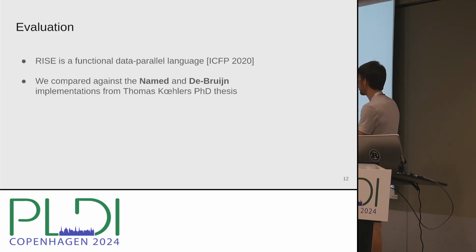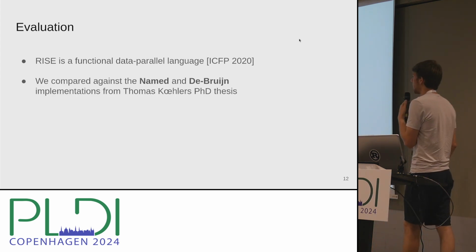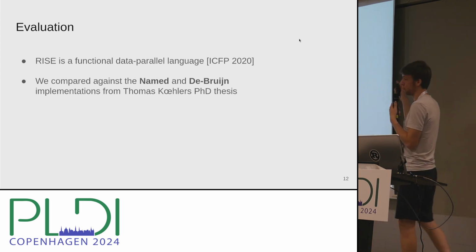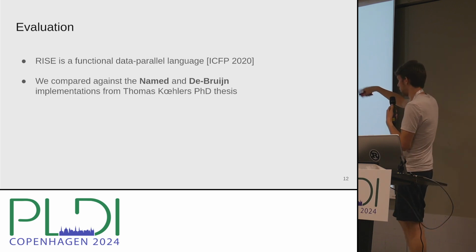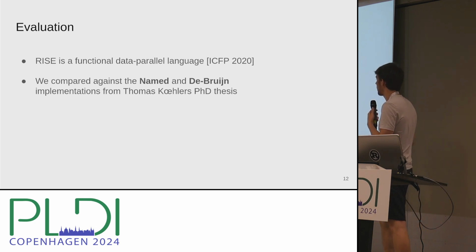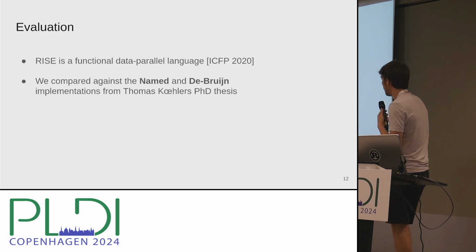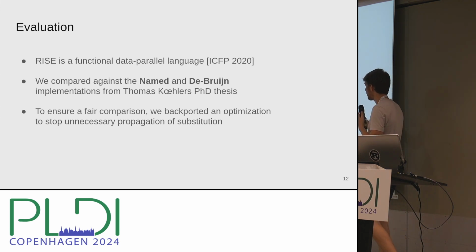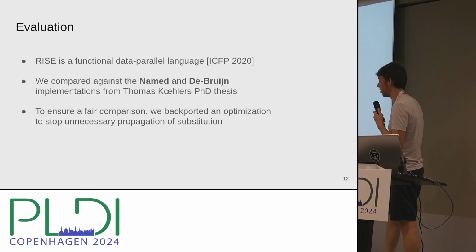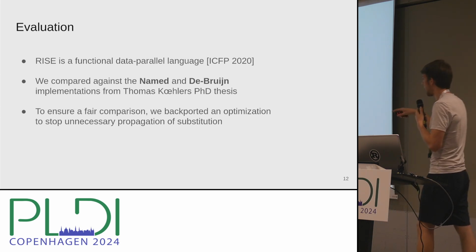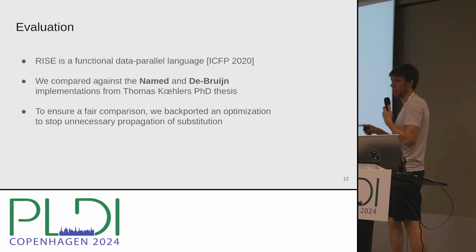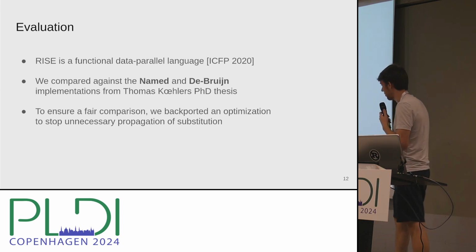And what we did is we compared against the named and the De-Bruijn implementations from Thomas Koehler's PhD thesis. And we also took the rewrite problems from this thesis, right? So we compared against his implementations. Right, and to ensure a fair comparison, we backported an optimization to stop unnecessary propagation of substitution, because this made a big impact, so that we're not actually comparing any optimizations, but really only De-Bruijn versus slotted. Yeah, that's why we backported this thing.